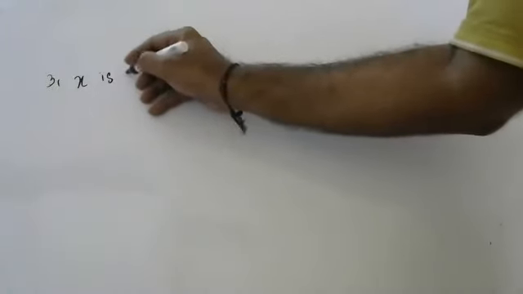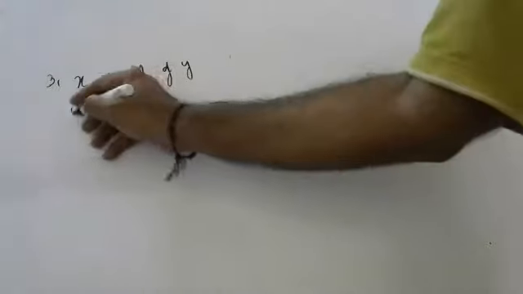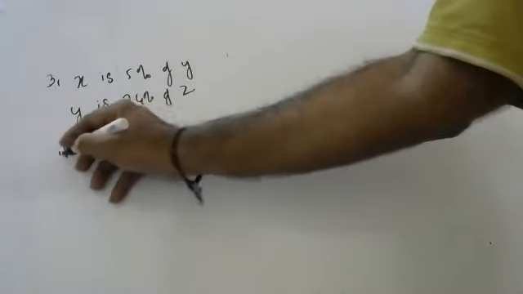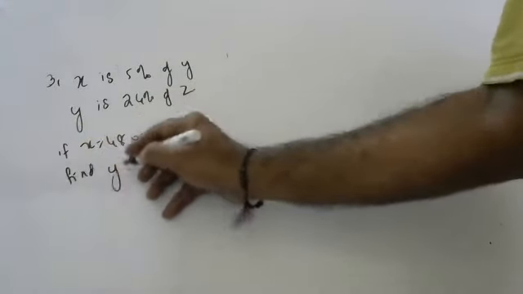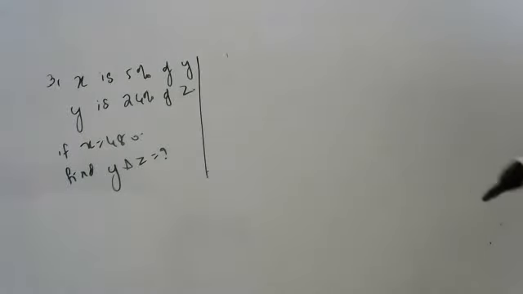The question is like this. X is 5% of Y. Y is 24% of Z. If X is 480, find Y and Z. That is the question, children. Find Y and Z.